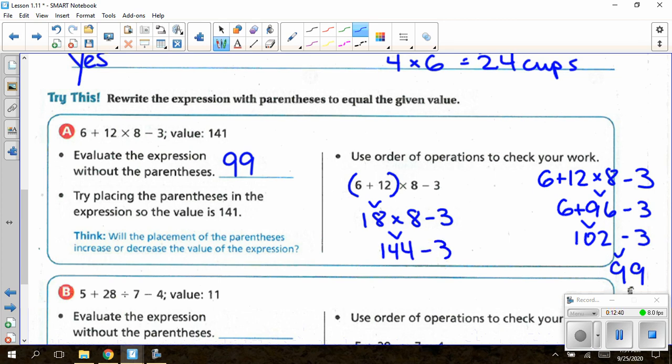And then I still did not work with that minus 3, so I need to bring that down. And then when I try 144 minus 3, that does give me the value of 141 that they wanted me to have. So like I said, this is really a guess and check method. Just make sure you try to use logical thinking when you are guessing where to place those parentheses, knowing what the original value was without those parentheses, needing to make it bigger.